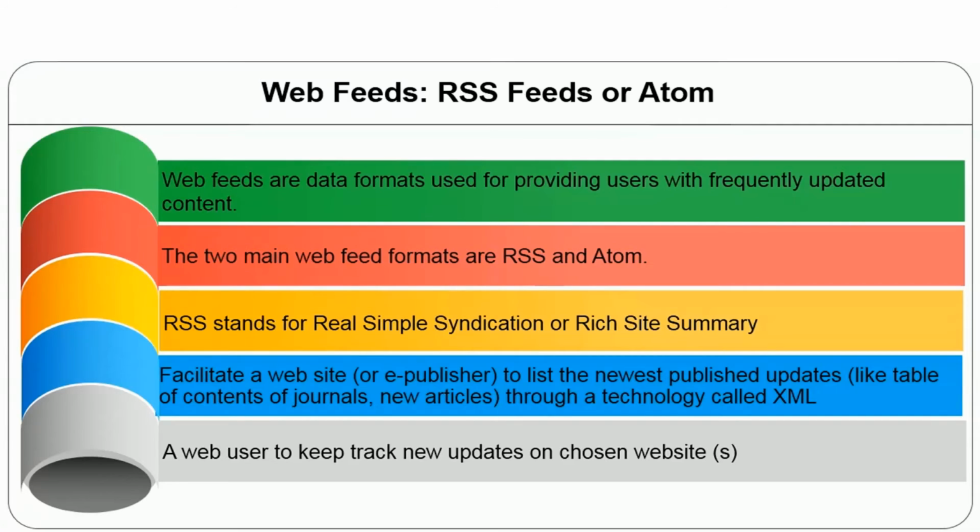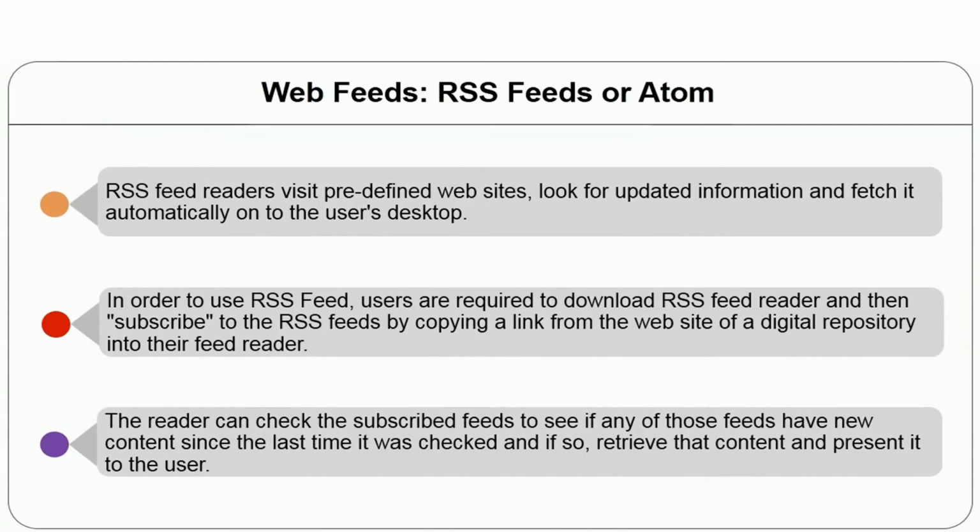So web users can keep track of new updates on chosen websites, and this is available. Generally the feed is predefined, but the content is dynamic. For example, I subscribe to science articles or semantic web articles. So whenever an article is published, that comes into my feeder. In order to use this feed, you have to download a feeder, an RSS feed reader, and then subscribe to the feeds by copying the link.